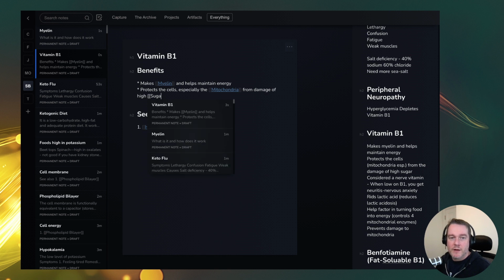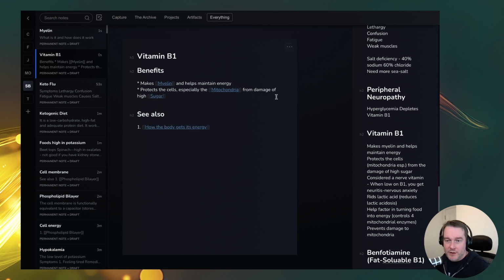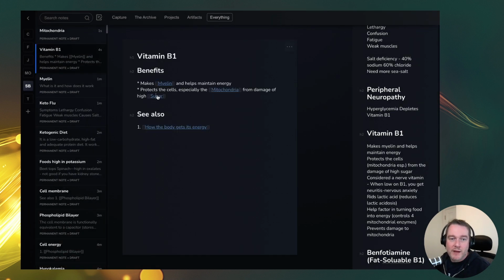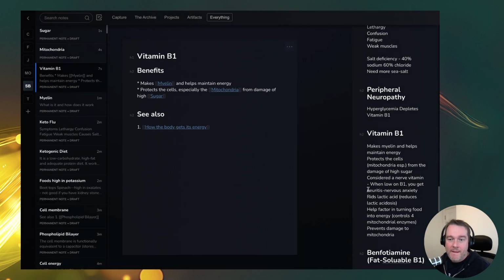From high... I'm going to create a top level note for sugar. So we can create that, come back here. Okay, and then it protects the cells from high damage. It's considered a nerve vitamin. I don't know what a nerve vitamin is, but that sounds interesting. Let's bring that out.